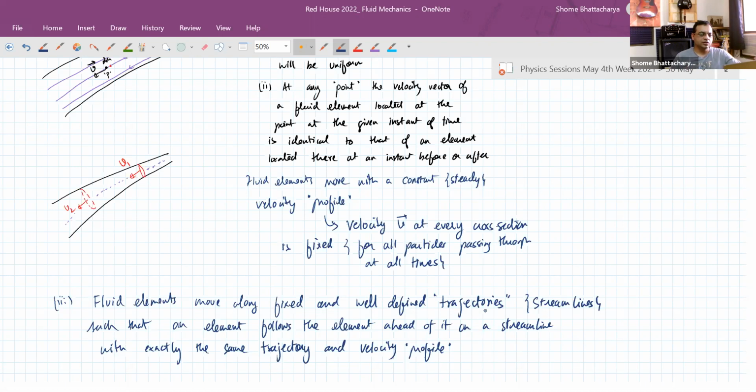Whereas in a turbulent motion, it's the opposite of this case. There's no way that the velocity profile is fixed. It's very random because of the random collisions. And there's no way that the trajectory is predictable or fixed at all, because again, it's highly random because of the random collisions.